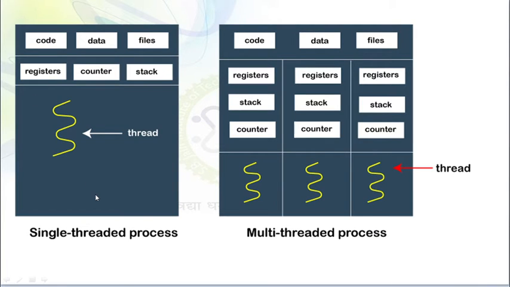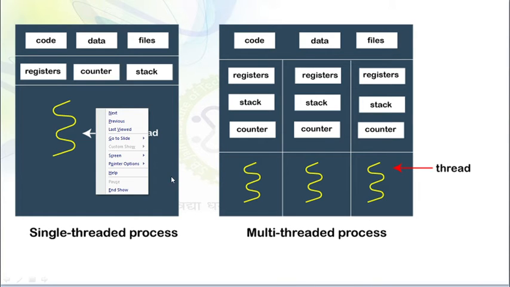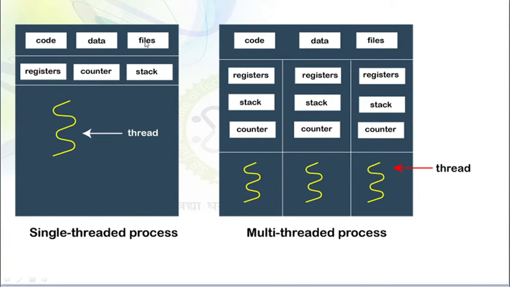So this is a single-thread process and the multi-thread process. Here is one single thread with code, data, files, register, stack, and counter. These are multiple threads which are supposed to be executed, and this is a single thread supposed to be executed. Each thread has its own register, counter, and stack.